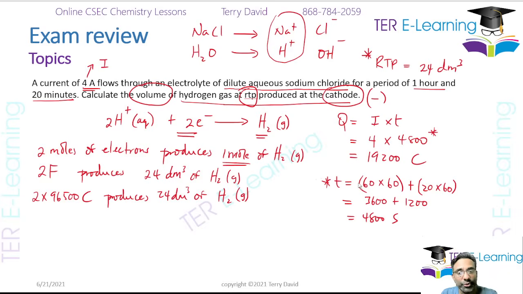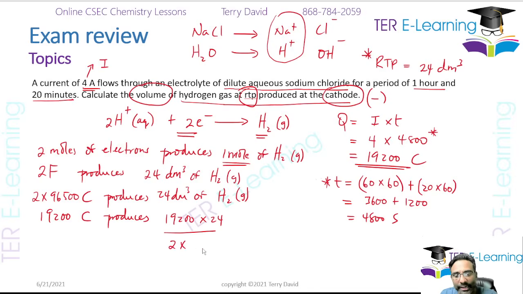Now, what we're going to do is take the answer that we got previously, the 19,200, because that's the actual charge that flowed through the circuit. So we're going to say 19,200 coulombs produces, and we're going to cross multiply. So you take the 19,200 multiplied by 24, and divide that by 2 by 96,500, right? Let's work that out.